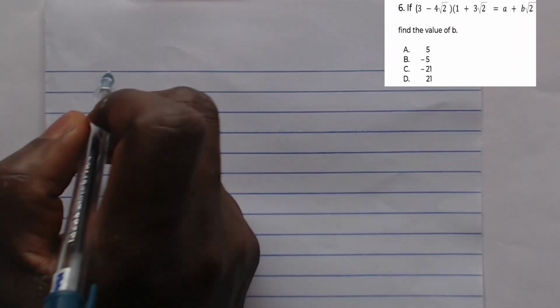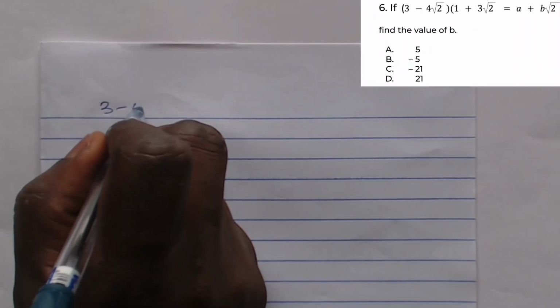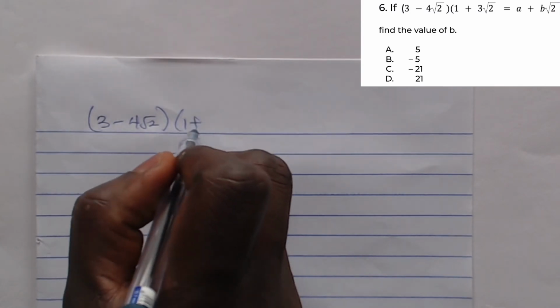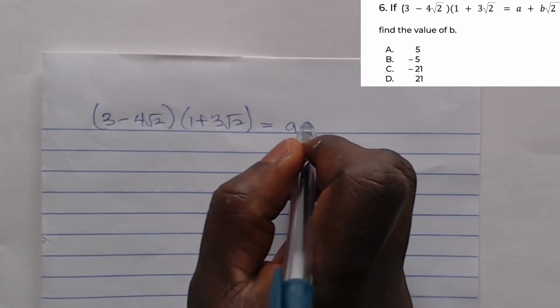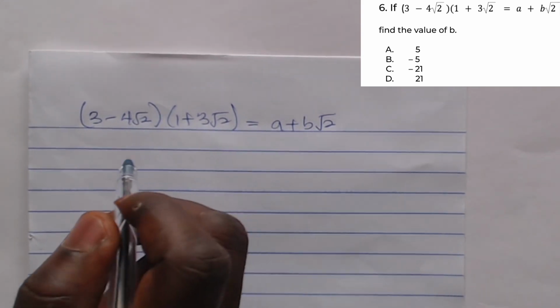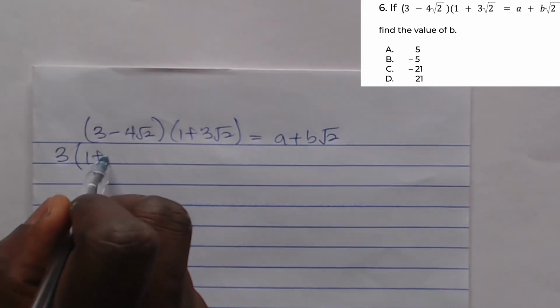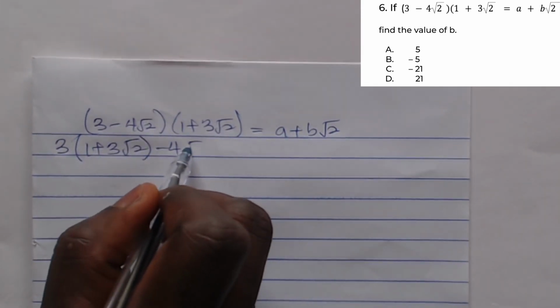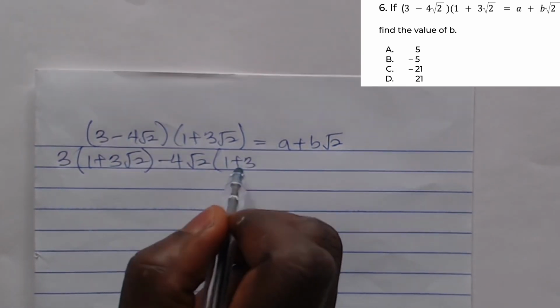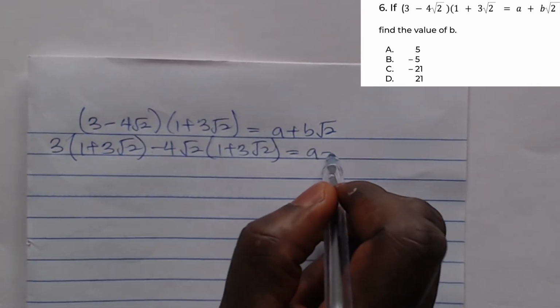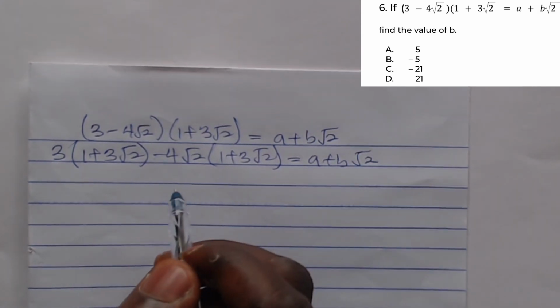Question number 6: given that (3 minus 4 root 2) multiplied by (1 plus 3 root 2) is equal to a plus b root 2, we have to find the value of b. Let us do this simplification. Here, we are going to have 3 into (1 plus 3 root 2) minus 4 root 2 into (1 plus 3 root 2) is equal to a plus b root 2. Let's focus on what we have on the left hand side.